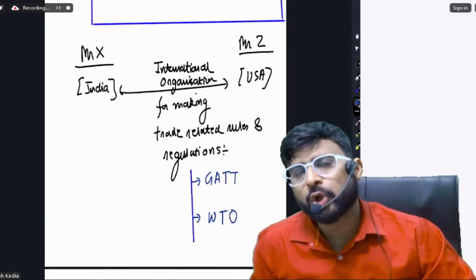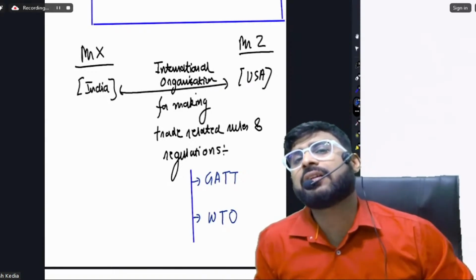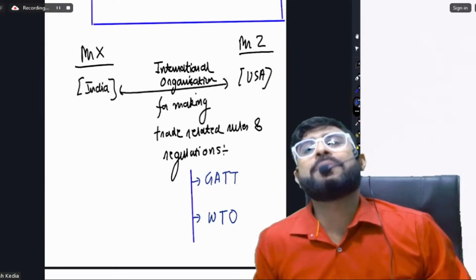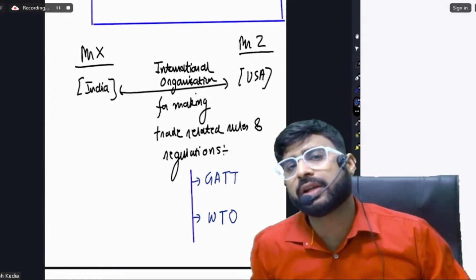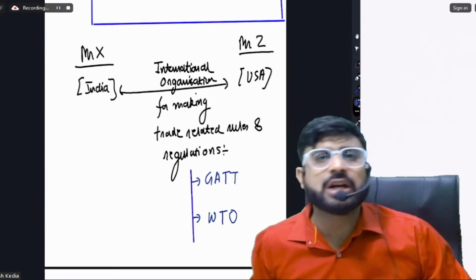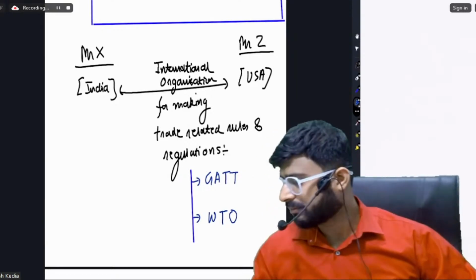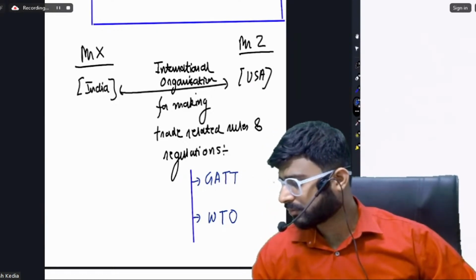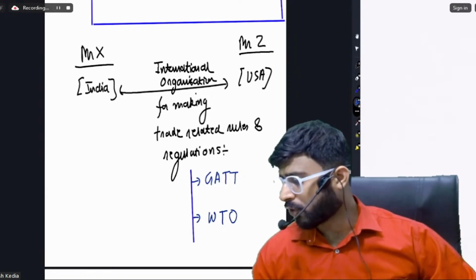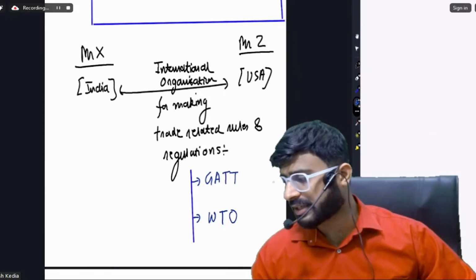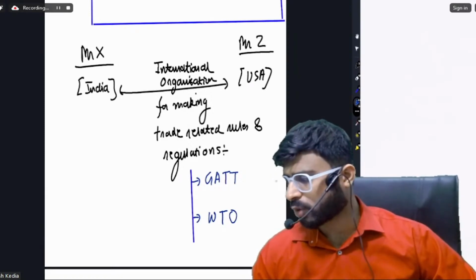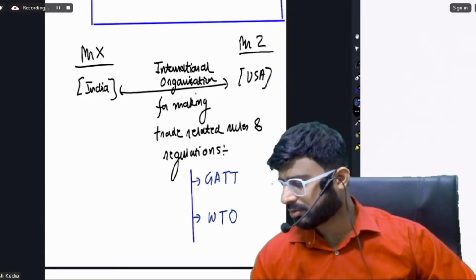What do GATT and WTO do? Making trade related rules and regulations. For domestic, they can settle in courts, but for international, they cannot. That is what my point is, dear students.